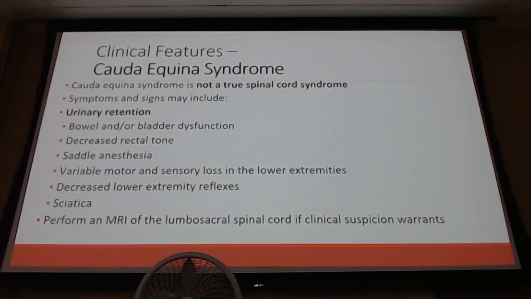But most patients are just going to have a sciatica type picture. They're going to have those radicular symptoms moving down their legs. And these patients are one of the few times that we're going to get an MRI in the emergency department if we suspect cauda equina syndrome.